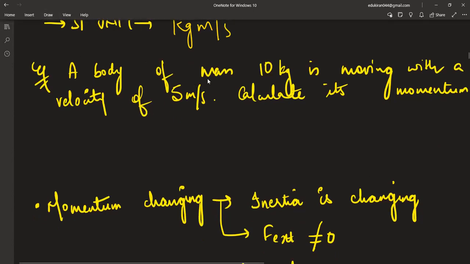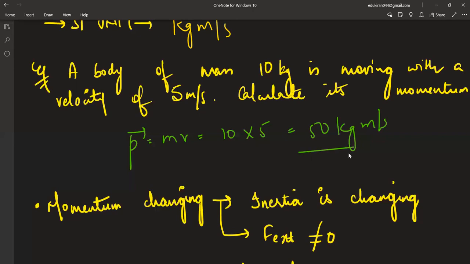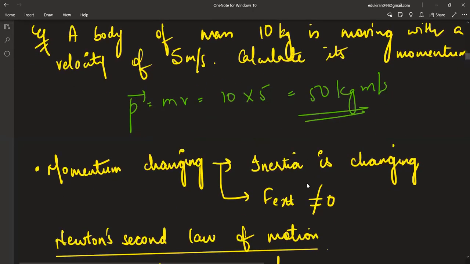A body of mass 10 kg is moving with a velocity of 5 meter per second. Calculate its momentum. This is mass into velocity, 10 into 5. So that becomes 50 kg meter per second. Very basic, easy formula-based question. Okay, we'll start with Newton's second law, but first you write down till here.